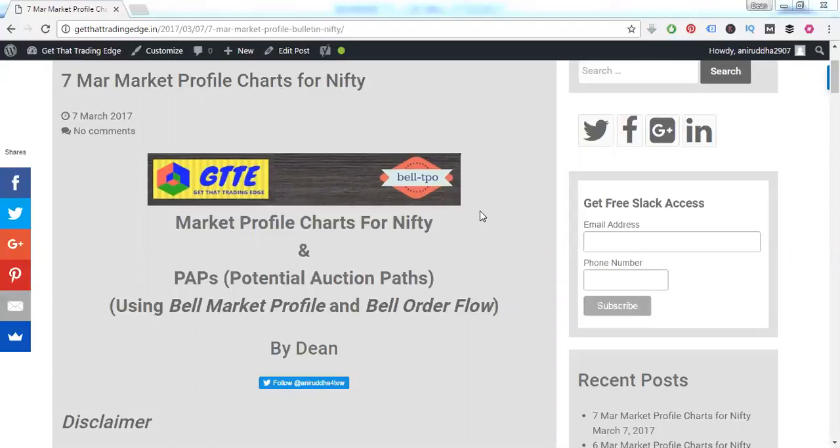Let us go through the market profile charts for Nifty today and potential auction paths.